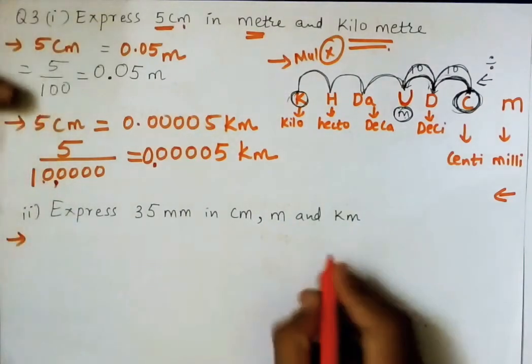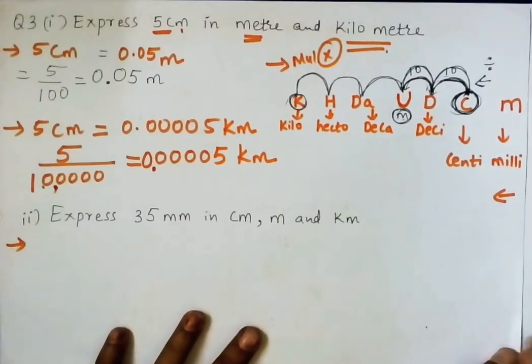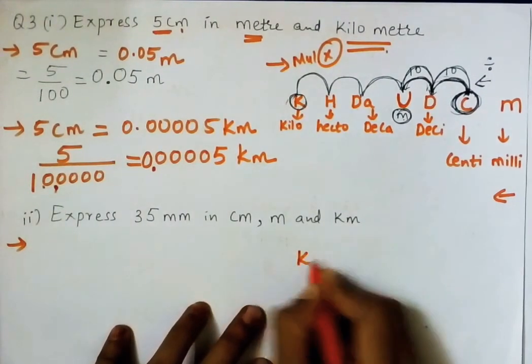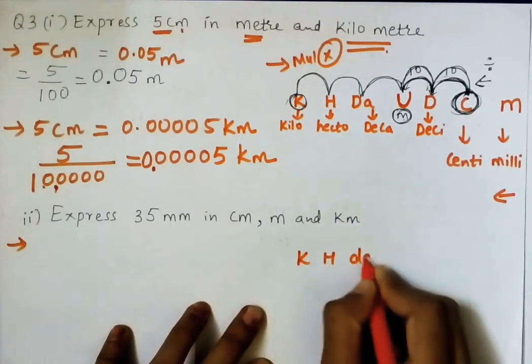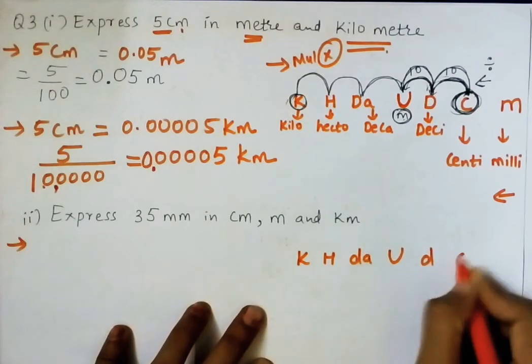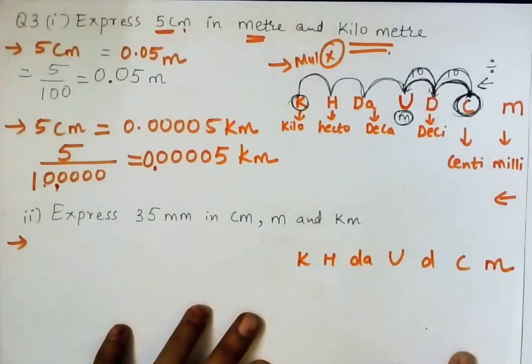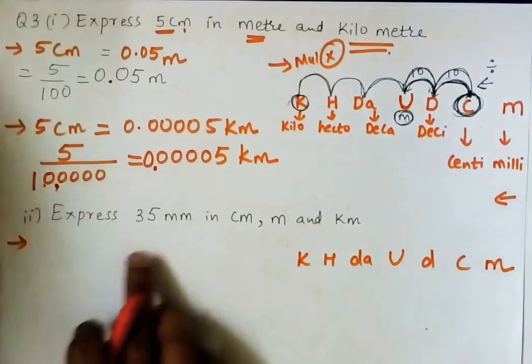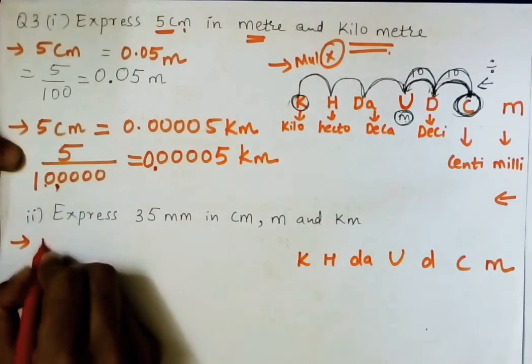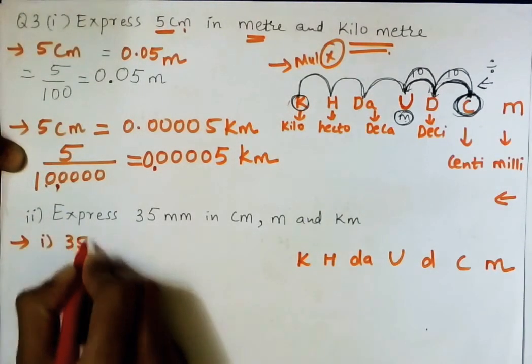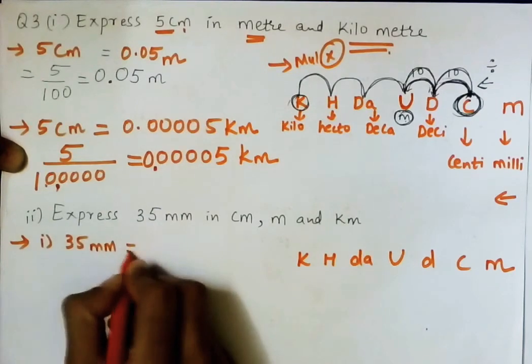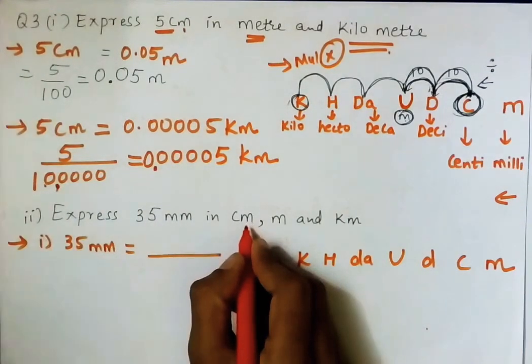So again, if you wish, you can write this sequence again, or you can do it in that only. So again let us write the sequence. The sequence is kilo, hecto, deca, unit, deci, centi, milli. This is our sequence. Now the first one is 35 millimeter. Now this answer we want in centimeter.